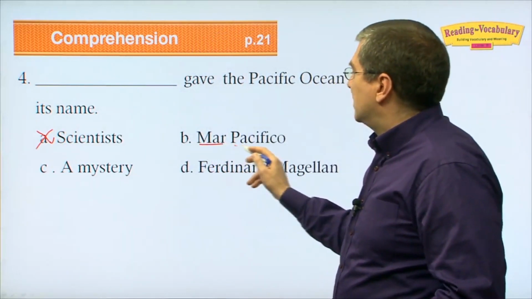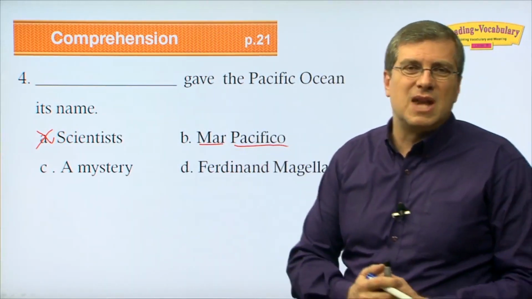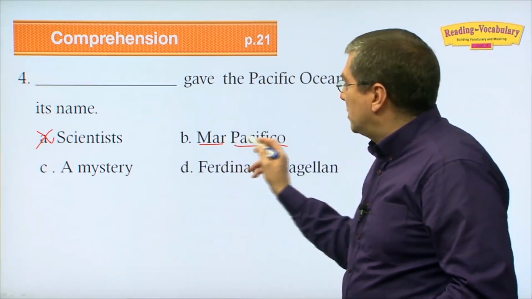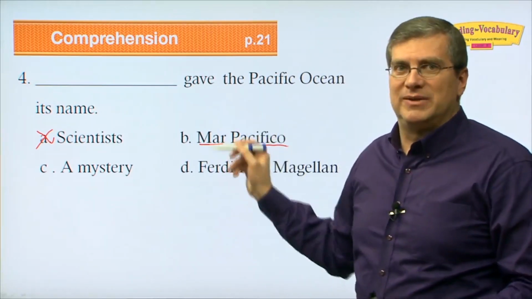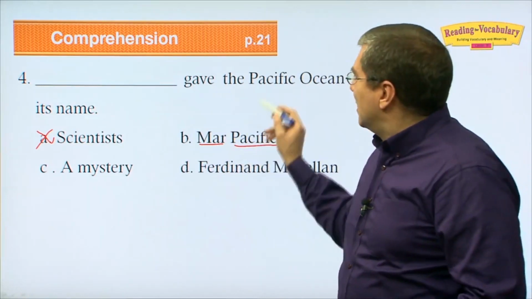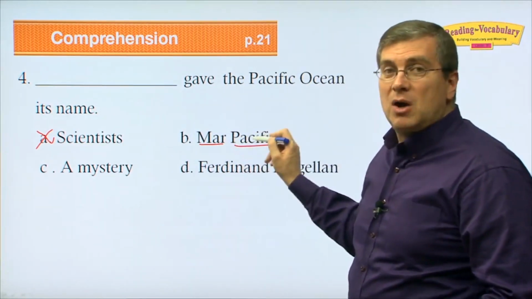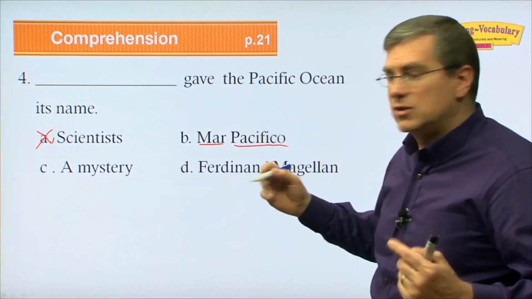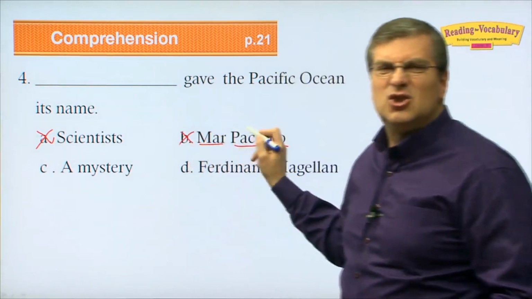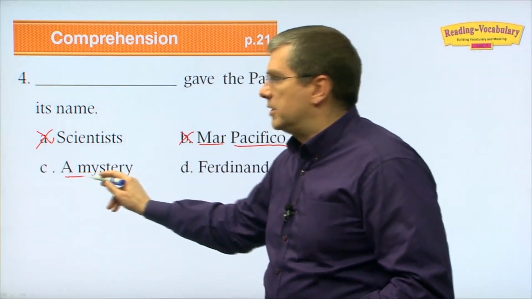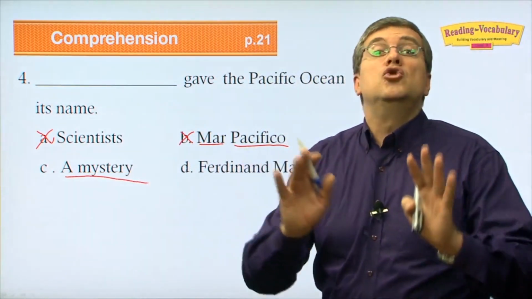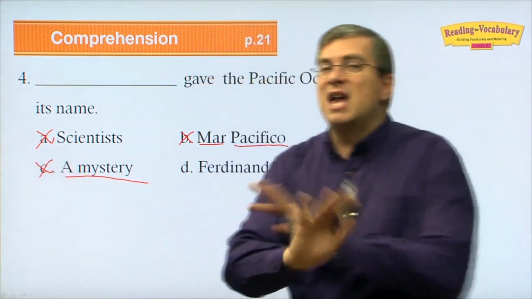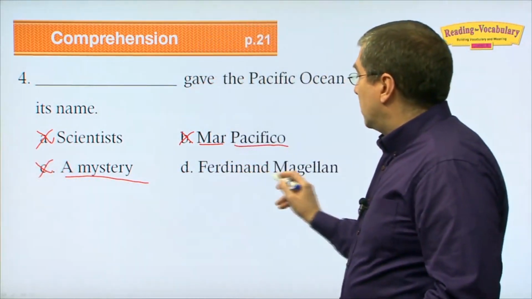B, Mar Pacifico. Actually, Mar Pacifico is not a person, right? It's a thing. It's a trick. Mar Pacifico is the name of the Pacific Ocean, right? So Pacific Ocean means Mar Pacifico, right? So a name can't give its own name. That's crazy, right? That's not right. That's a trick. C, a mystery. We don't know. No, we do know. We do know who gave the Pacific Ocean its name. It's not a mystery.